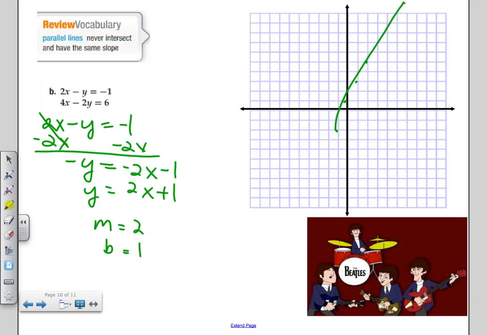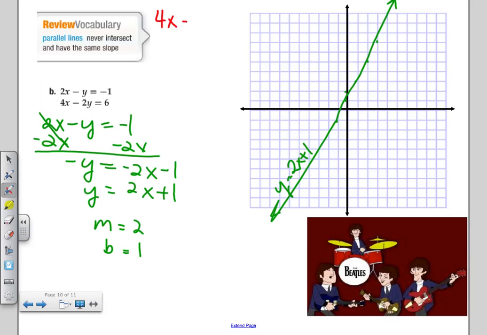Whoops. Let me see if I can do a better job of that. That wasn't very pretty. Oh, b was 1. My bad. Well, it's not the best line, guys, but that's the best I can do. So this is y equals 2x plus 1. And now let's do the other one.